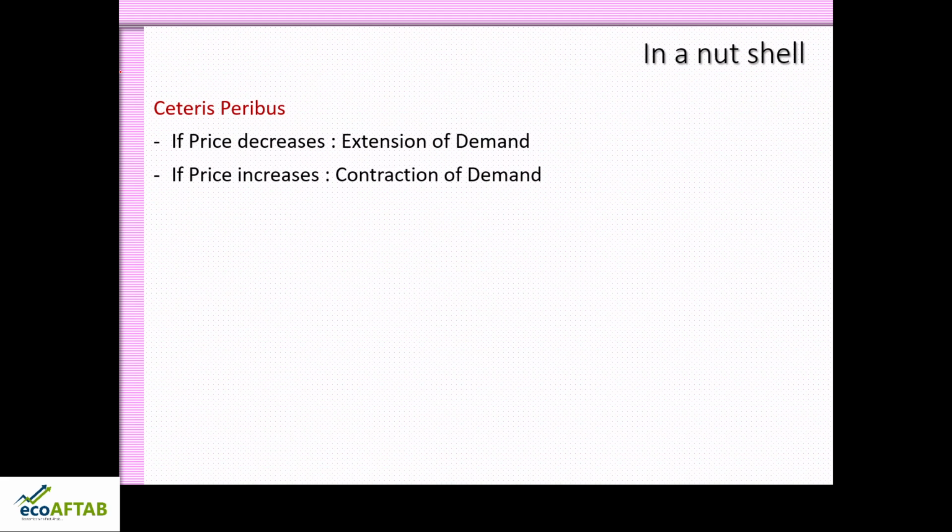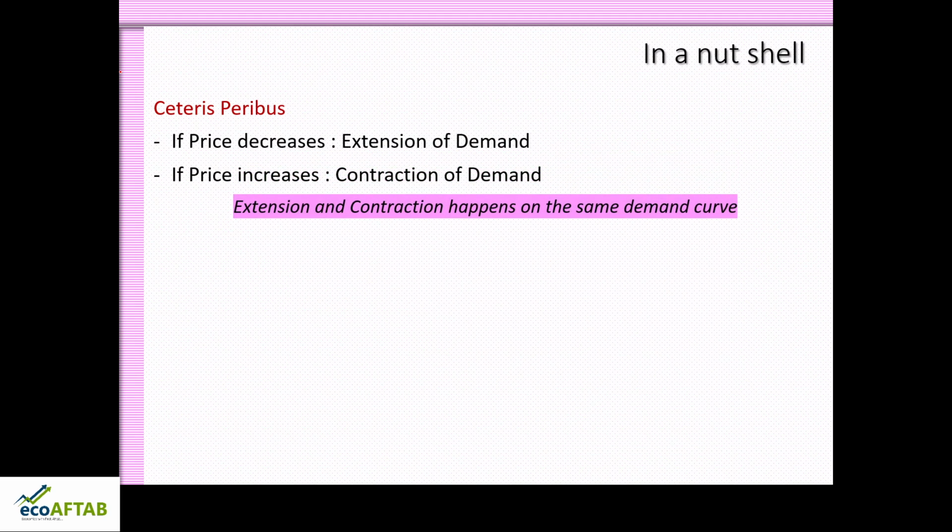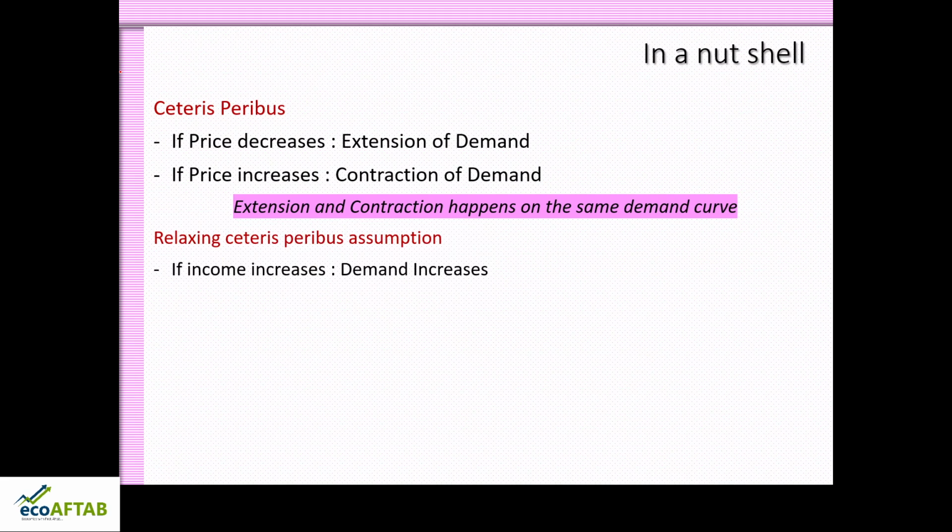So friends, in a nutshell, when you say other things remaining constant, we are speaking about the law of demand. If price decreases, there is extension of demand. If price increases, there is contraction of demand. So extension and contraction happen on the same demand curve. When you relax the assumption of ceteris paribus, other things remaining constant, if income increases, demand increases. If income decreases, demand decreases.